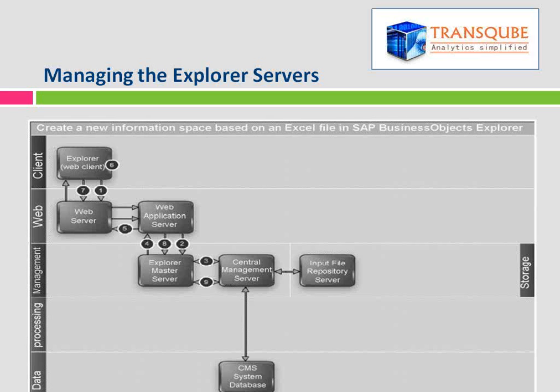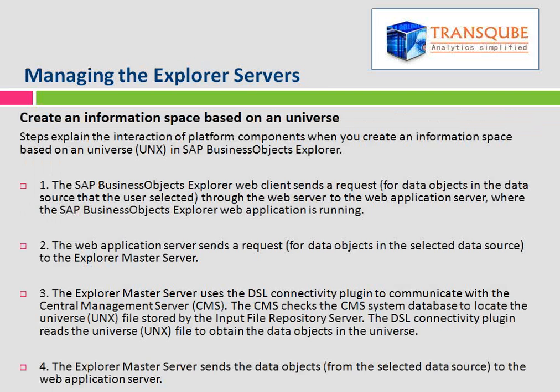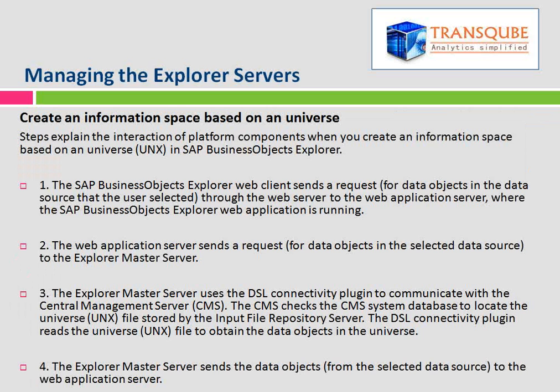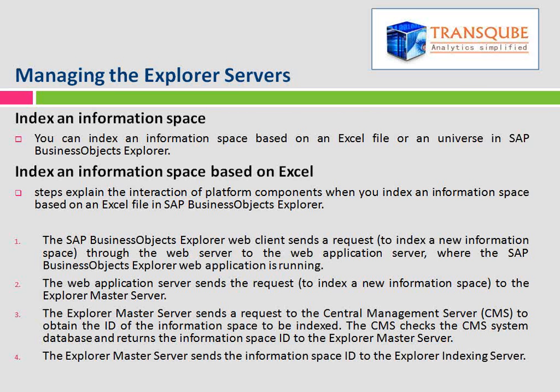You can create one simple sample using an existing universe. You can create a simple information space, and you can then navigate from there. You have the steps detailed in here. This one is based on an Excel spreadsheet, and this one is based on a Microsoft universe, an existing universe. The cycle is going to be the same. Indexing an information space, whether based on Excel or on a universe, is going to be the same.